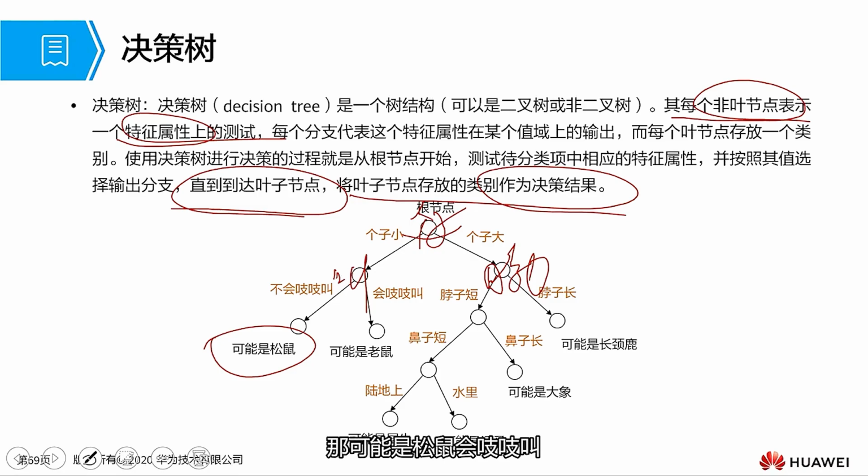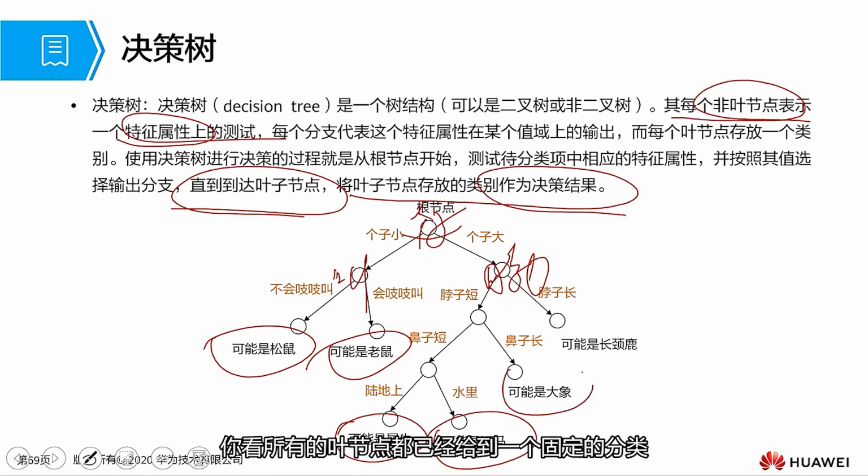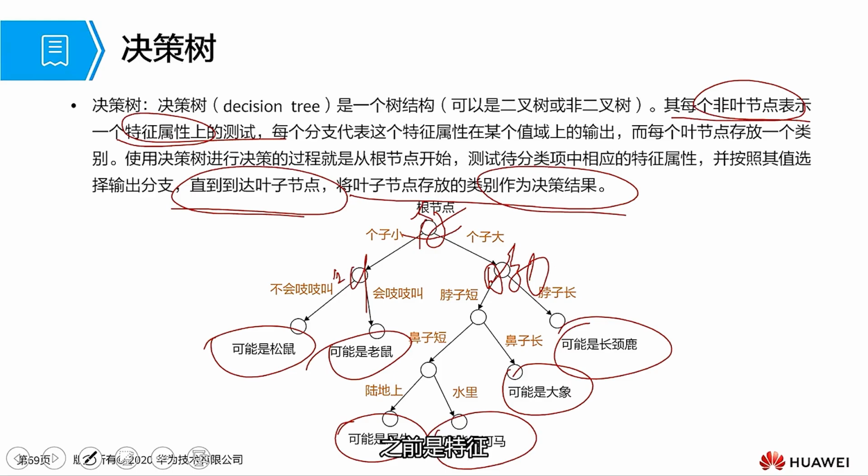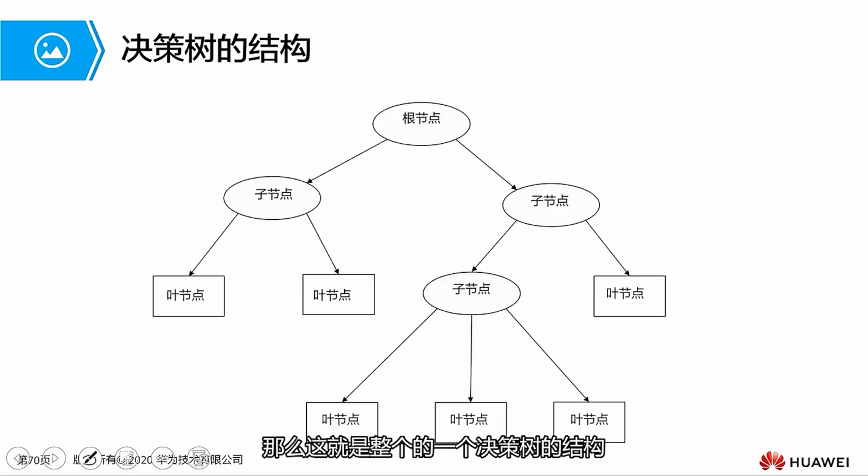You can see it here. Short in stature, but it won't squeak. That might be a squirrel. If it squeaks, it's a mouse. Then you see that all these leaf nodes have been assigned to a fixed category. Previously, it was features. The final leaf node is for classification. That's how the decision tree is completed.